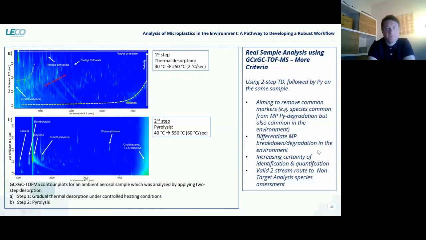And then thermal desorption as a step, pyrolysis as a second step to actually study the microplastic components. So the hope here is that we increase our level of certainty in terms of identification and quantification and get a more valid route to understanding the environmental loading of species plus what the microplastics bring.